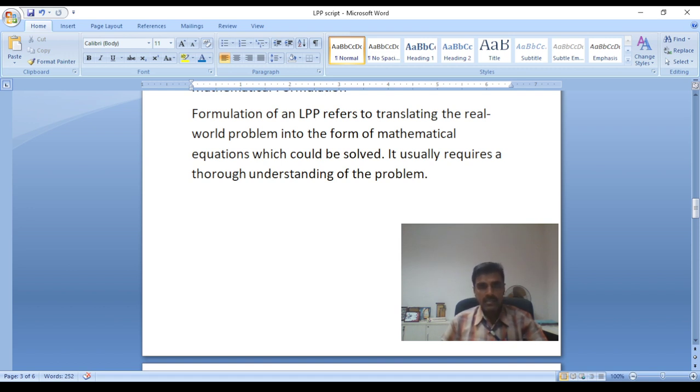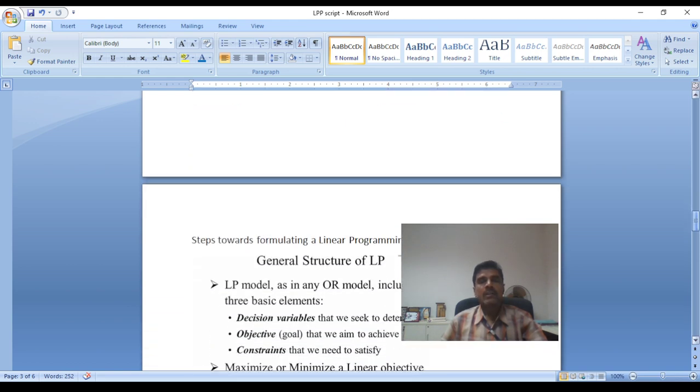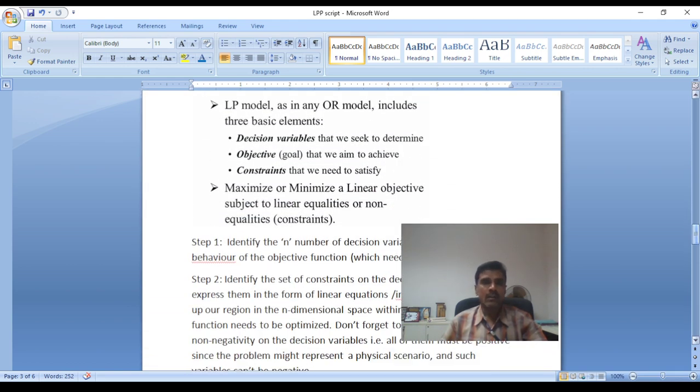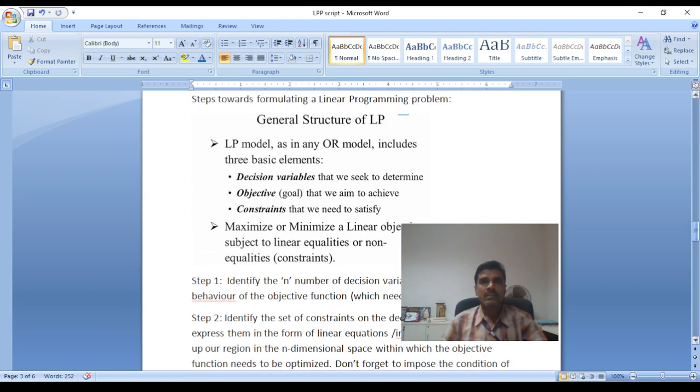How to formulate? Formulation normally includes three different components or elements. The general structure of an LPP includes decision variables, which we call x1, x2, x3 up to xn, based upon the number of products or the decisions we have to take. Suppose we want to decide about the products we have to manufacture: how many units of x1, how many units of x2, and how many units of x3 we have to manufacture. Based upon that, we will decide. So that is what decision variables are.